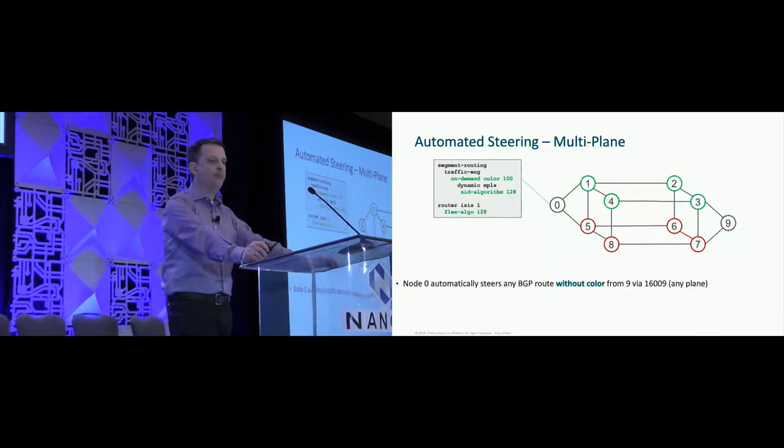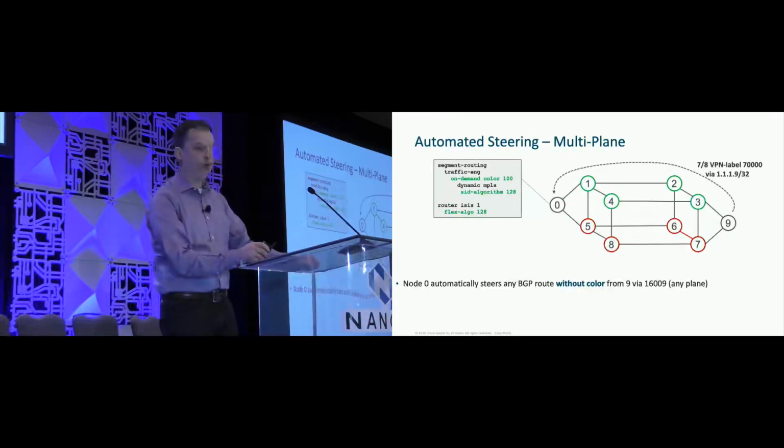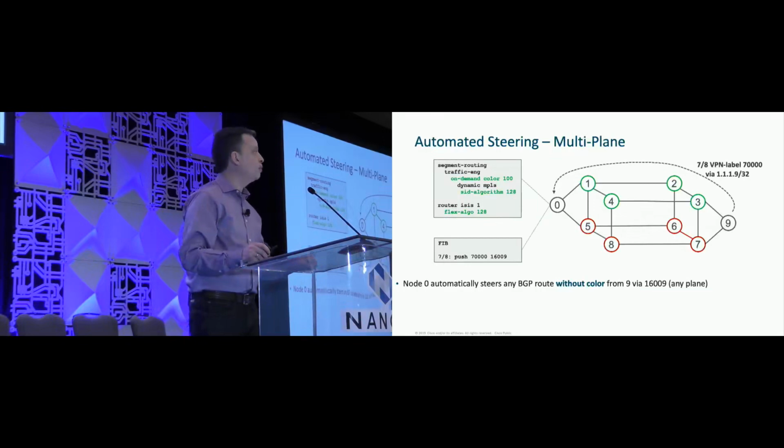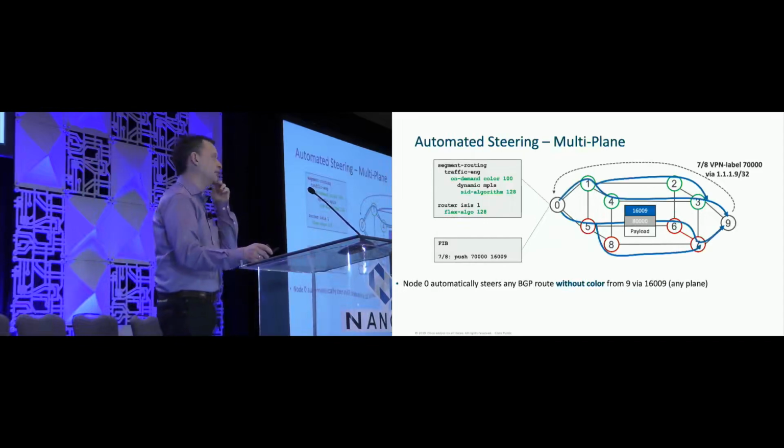But what would have happened if the prefix that came from 9 came with no color? It didn't come with the color 100. At least I'm not showing you any color there. So in that case, I will program directly to my algo 0 label of my BGP next hop, which is 16,009, followed by the BGP label 70,000 in this case. So now my traffic will go across any plane.